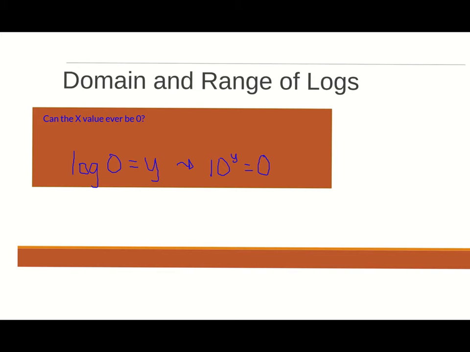So that would be log of 0 equals y, or in exponential form, 10^y equals 0. No, that can never happen. So 10, we can't raise it to any power to make it 0. So x can never be 0.